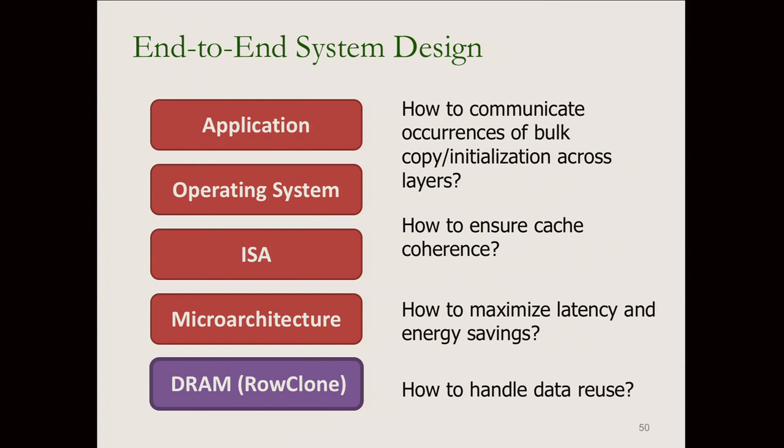How do you handle data reuse? We're going to tackle that. So data reuse is, what if the data that you're initializing or copying, the page you're copying into, is going to be needed by the processor very soon? In the baseline case, if you actually go through the processor, it will have the page inside the caches. But if you do RowClone inside the memory, the processor will not have it. So how do you actually handle this? The paper doesn't fully solve that problem, but it talks about it a little bit. So it's a more general problem, actually.